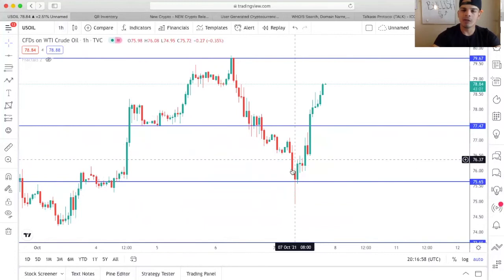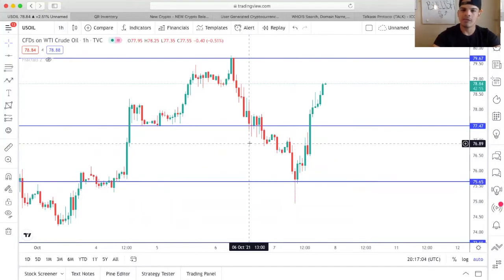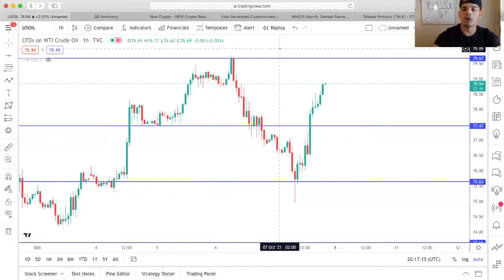So if it comes back to retest a previous support, you're going to be looking for a bullish engulfing candle. If a candle comes and retests the resistance or touches a resistance or creates a resistance, then you're looking for sells, that means you're going to be looking for a bearish engulfing candle.